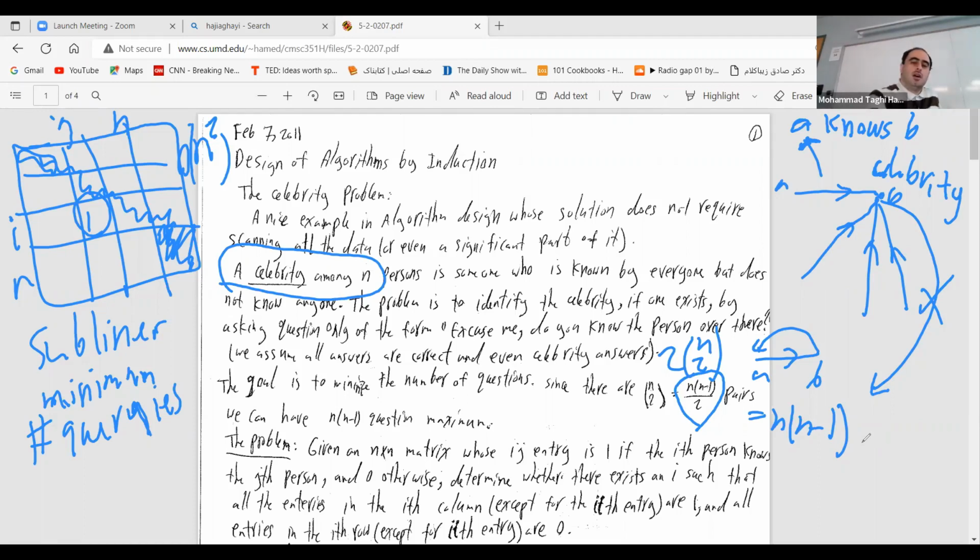Good. Now, how should we proceed essentially? Let's say we know a particular person and we want to check whether this person is a celebrity or not. Then what do we do?